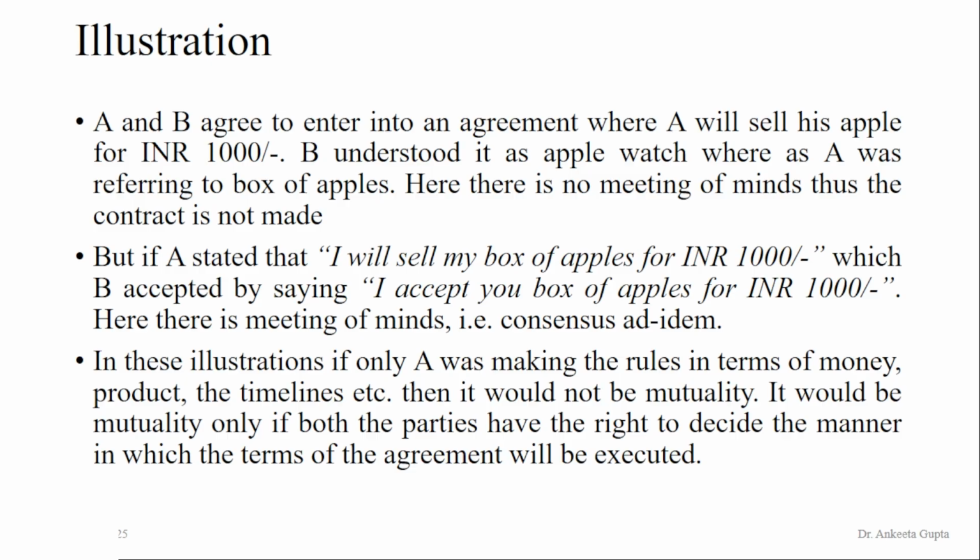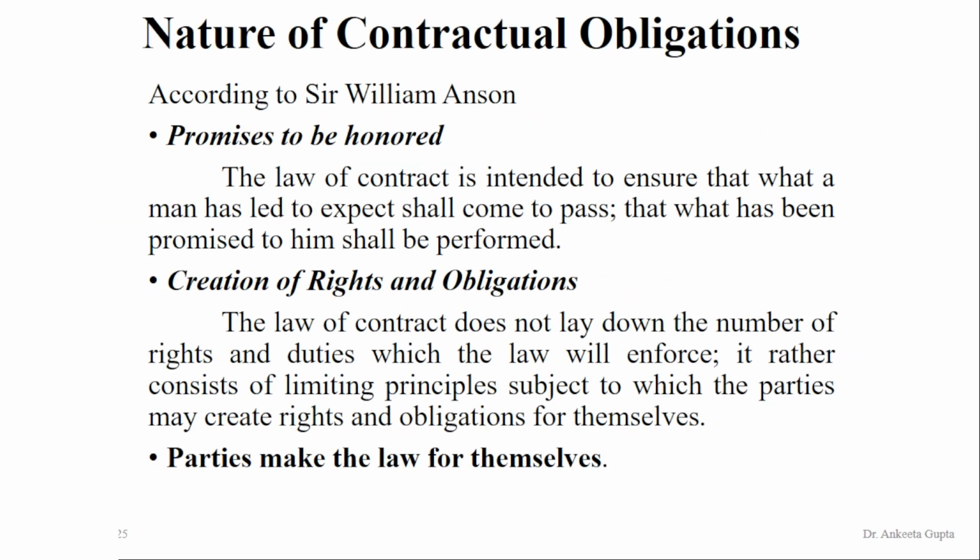Another example that we can look at is that A wants to sell his box of apples for 1,000. B understood it as an Apple Watch, while A was referring to a box of apples. So A says, I will sell my box of apples at 1,000. B accepted, saying, I will accept the box of apples at 1,000. Now this is consensus ad idem. If they had not specified it, then there would not be a meeting of minds.